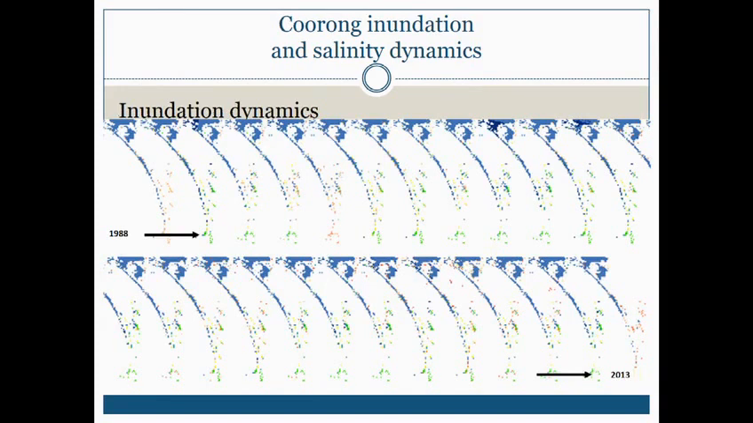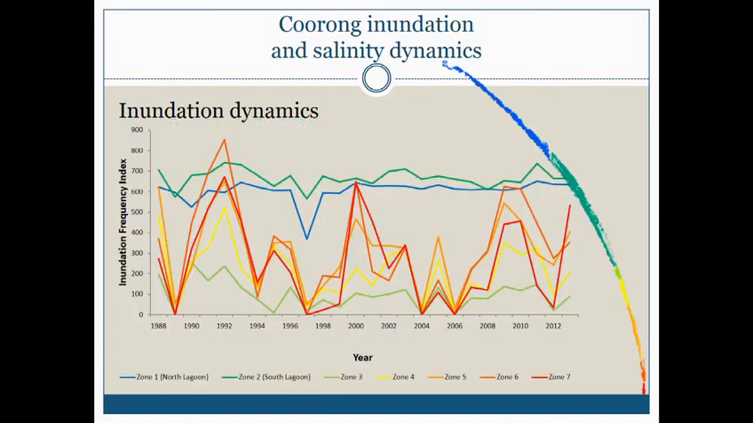Got inundation frequency for each year going from 1998 through to 2013 to give an understanding of how inundation changed for each of these zones. Now these colours over here match up with the colours over here in the graph. You've got your year. This index is basically a unitless index that accounts for the differences in area within each of these zones, so they're all commensurate.